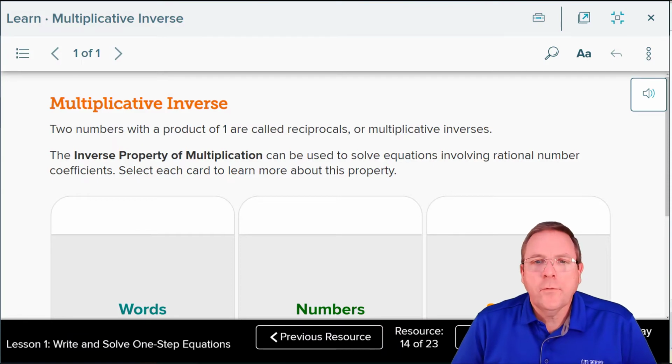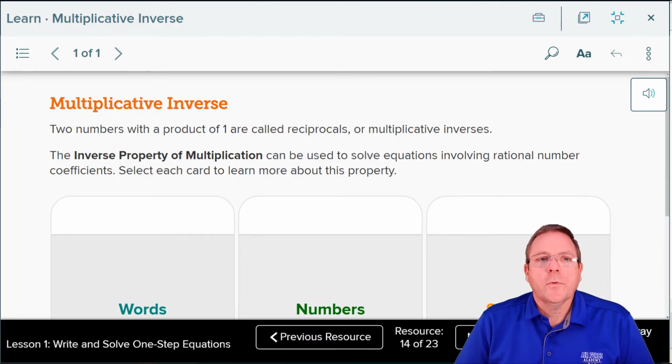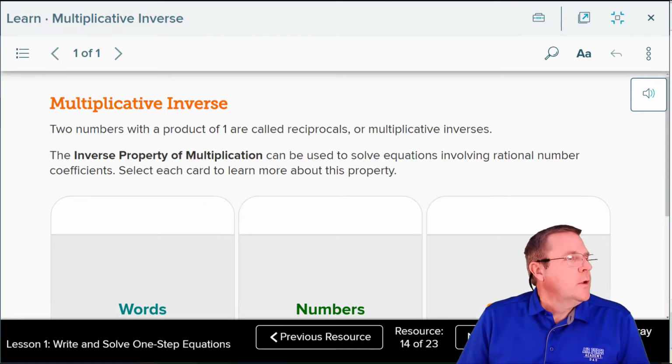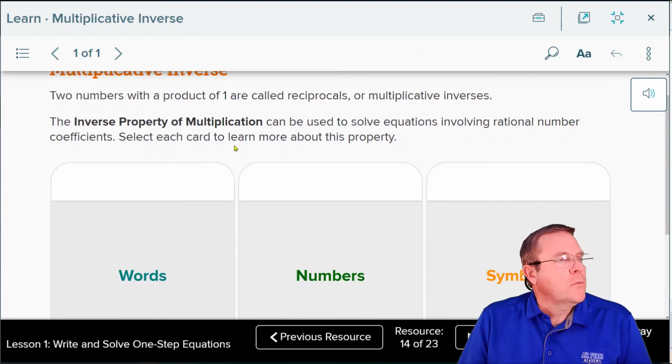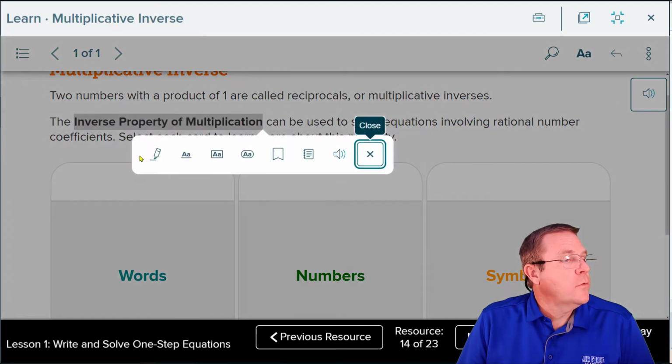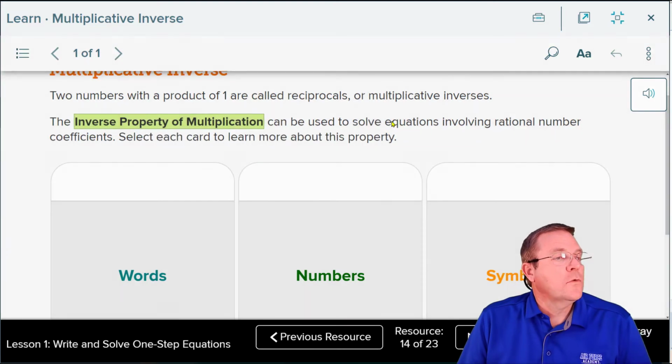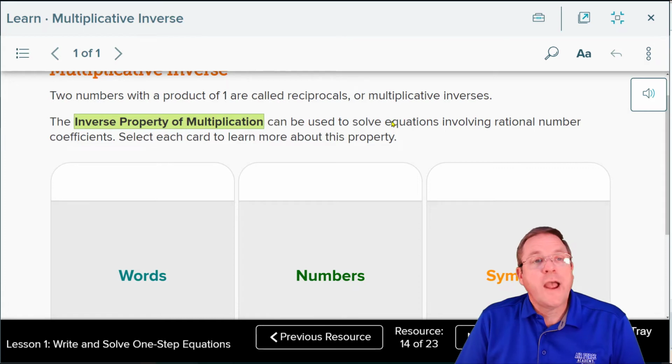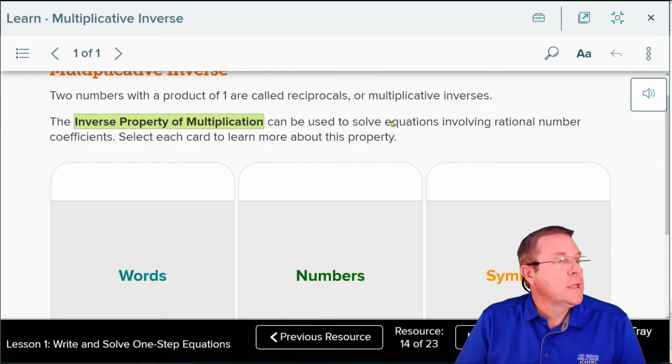All right, enough fooling around with those review problems. Let's work on something new. Here we're going to say two numbers with a product of 1 are called reciprocals, or multiplicative inverses. Once again, this is a review term here. The inverse property of multiplication, that's a vocab term, can be used to solve equations involving rational number coefficients. Select each card to learn more.